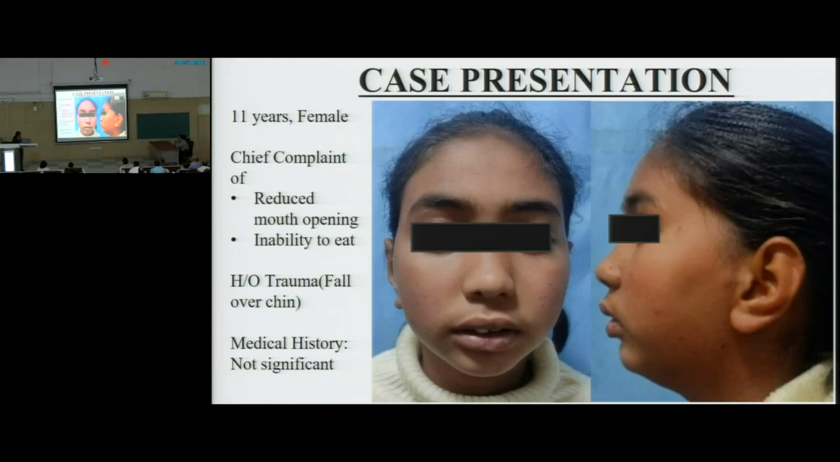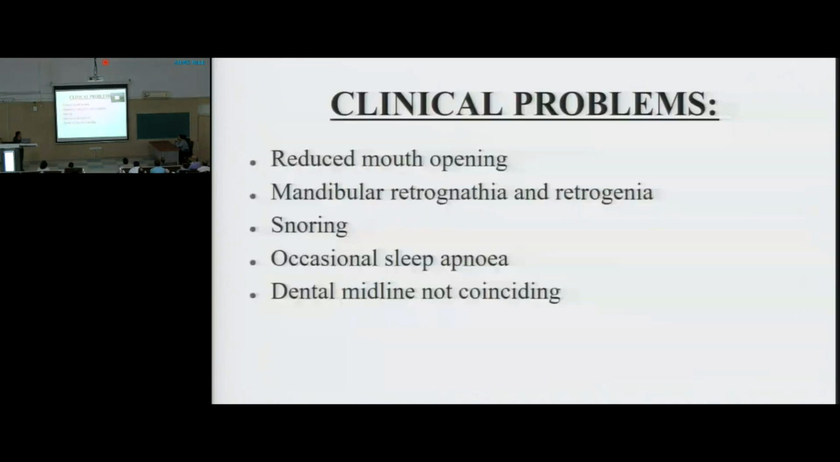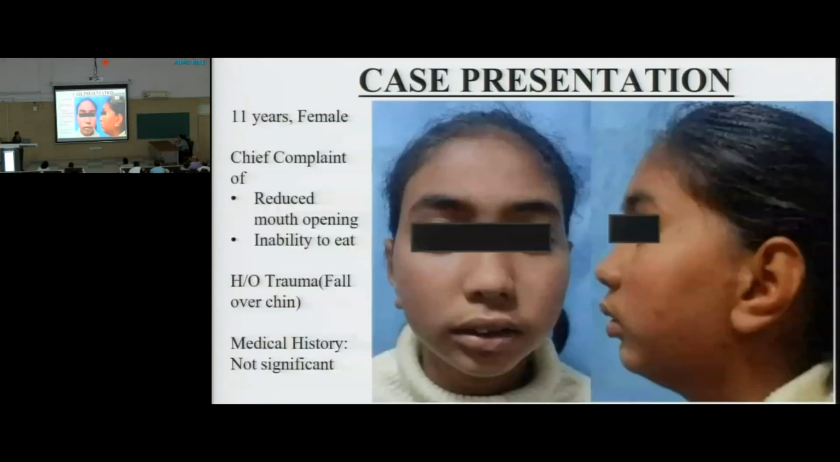And then this was her intraoral nil mouth opening, being shown here. The patient had been shown to multiple hospitals, and then she reported to our OPD. Immediately after she reported, the clinical problem which we could elicit was reduced mouth opening. The patient had mandibular retrognathia. I am just going to the picture once again. The mandible is placed backward, and retrogenia is also there, and the patient's mother also gave the history.